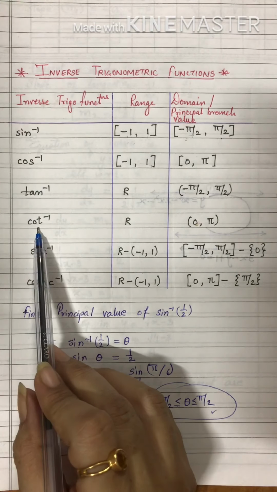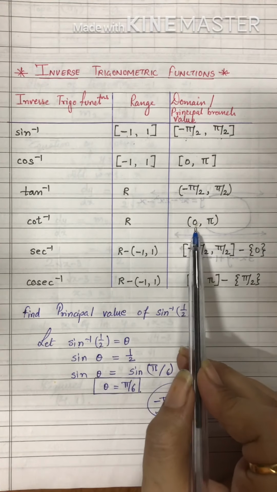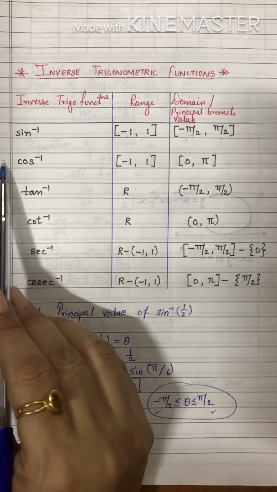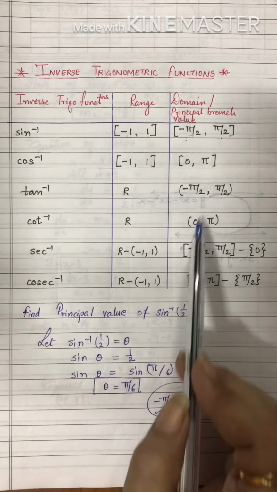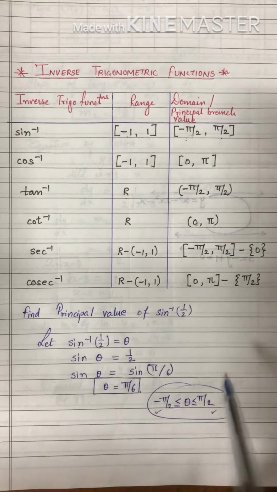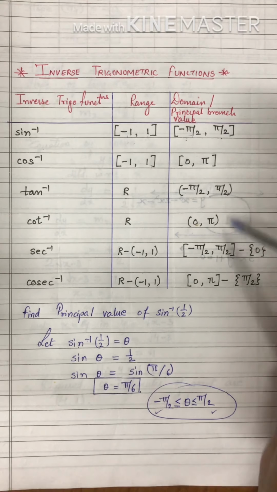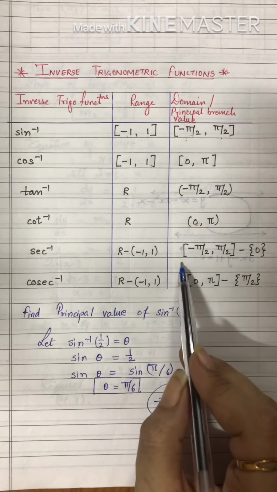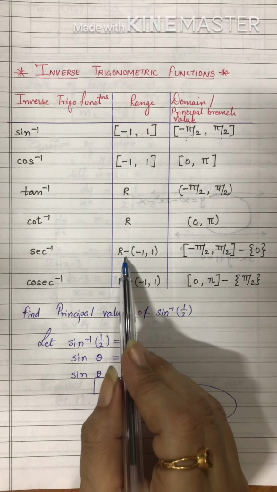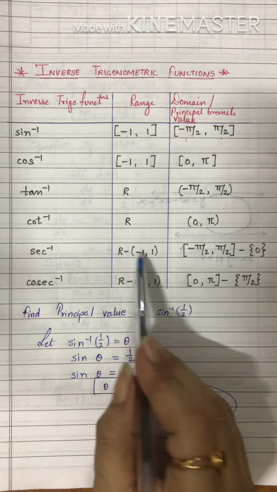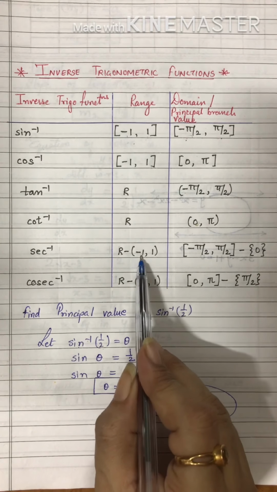Fine, same goes in cot inverse, range is R, and except for 0 and pi, whatever lies in between. See, cos inverse and cot inverse are having same values for domain, right? It's not necessary that you remember the range value, but it's very important that you remember the domain values. Next is sec inverse. Now see how sec inverse is written. Range is R minus 1 and 1. That means all values of R, but except for the ones which are between minus 1 and 1.